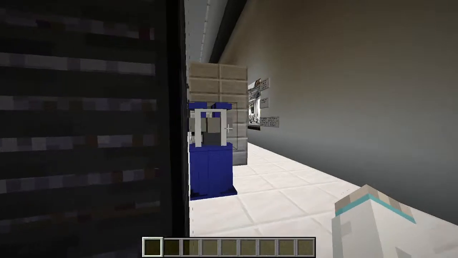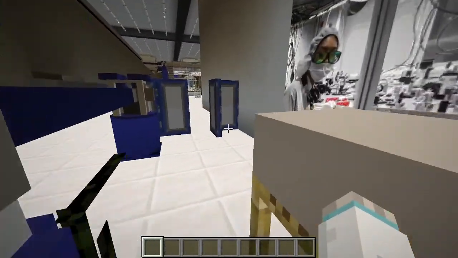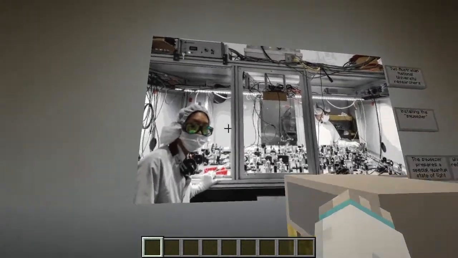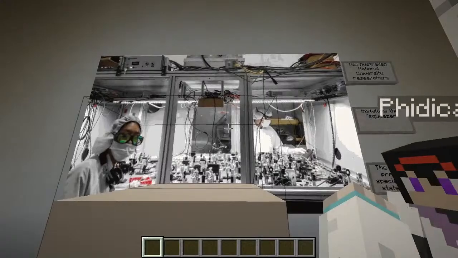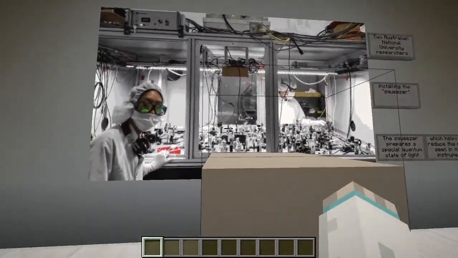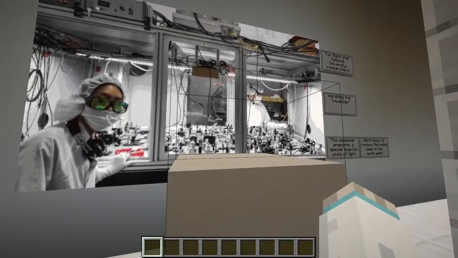Down in this part of the detector is where a lot of researchers from Ausgrav have been busily working away over the years. Here we see 2 researchers from the Australian National University installing some new equipment in the vacuum, in the part of LIGO down here called a quantum squeezer, which helps to improve the sensitivity of the detector.